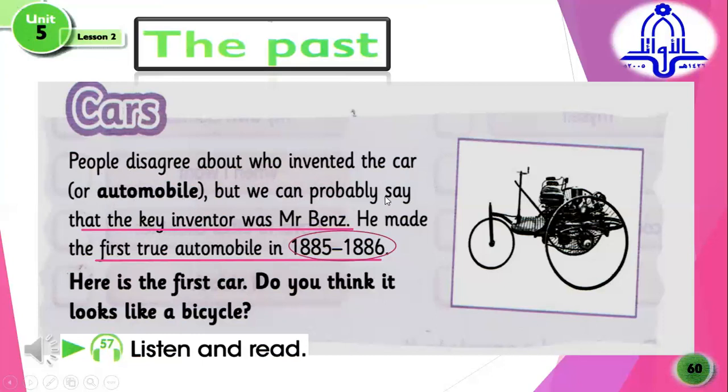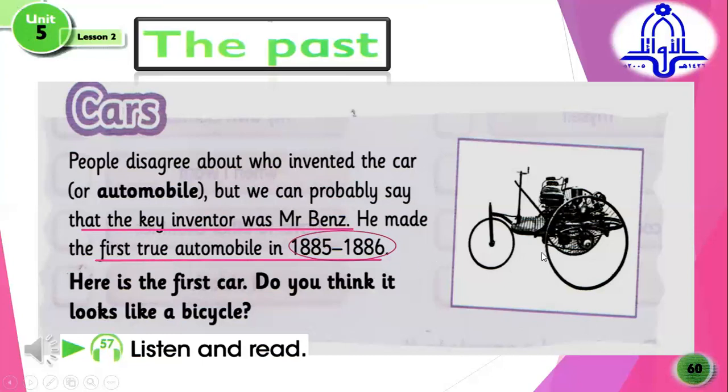But we can probably say that the key inventor, the main inventor, was Mr. Benz. He was the main inventor of the car. He made the first true automobile. He is the one who made the first true car.